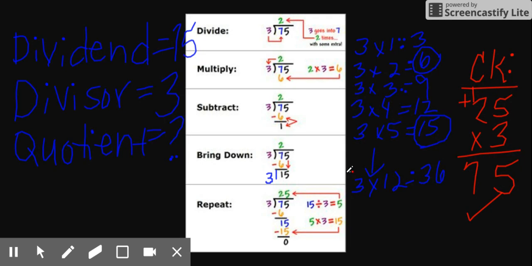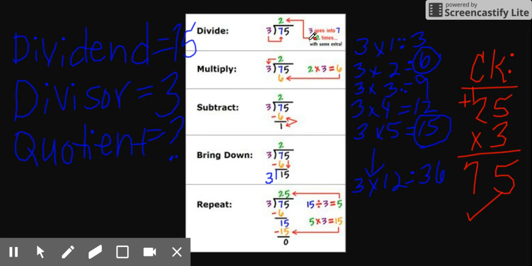Okay, I'm going to go over this quickly. Review. When we divide first, then we multiply, then we subtract, then we bring down, and we repeat those steps until we're finished with the problem. So first I'm going to divide. How many times can 3 go into 7? 2 times, because I looked over here and found my answer. 3 times 2 is 6.